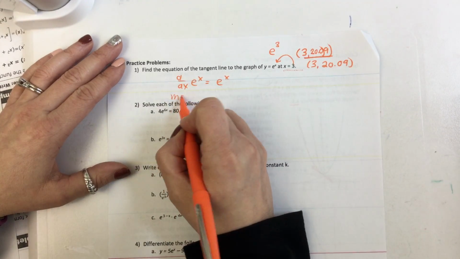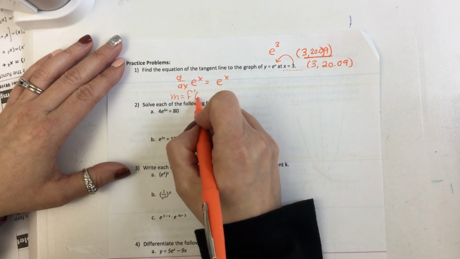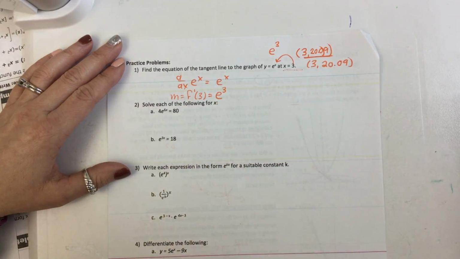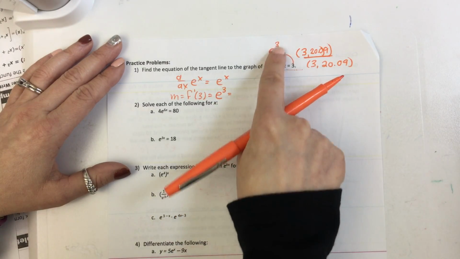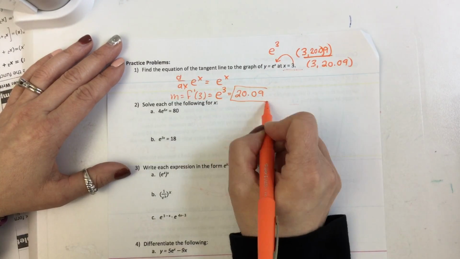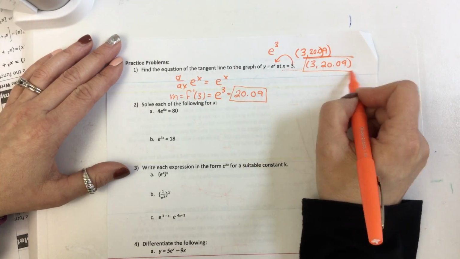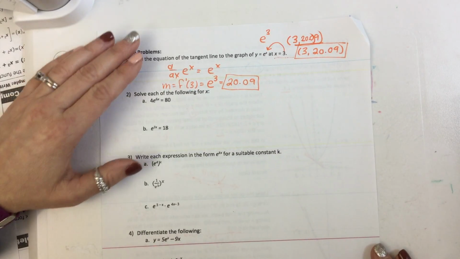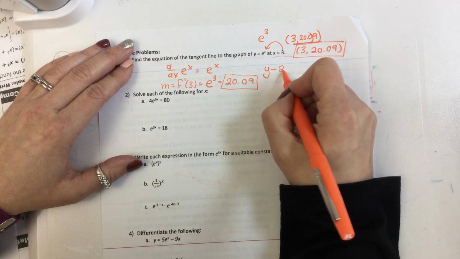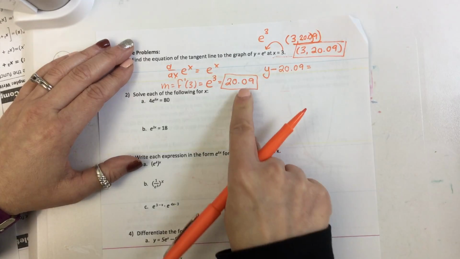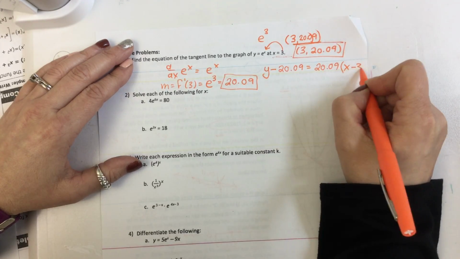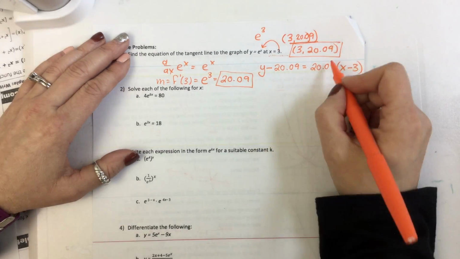Now to find the slope, you take the first derivative, fill in your x value. So my derivative is e to the power of x. If x becomes a 3, we already calculated e to the power of 3, and we found it to be 20.09. So the slope is 20.09. My ordered pair is 3 and 20.09. So now I can go ahead and make an equation. Y minus the y value from the ordered pair equals the slope, 20.09, times x minus the x value from the ordered pair.